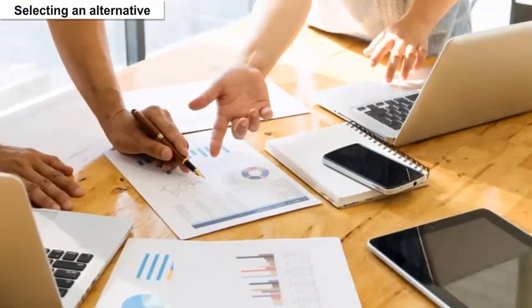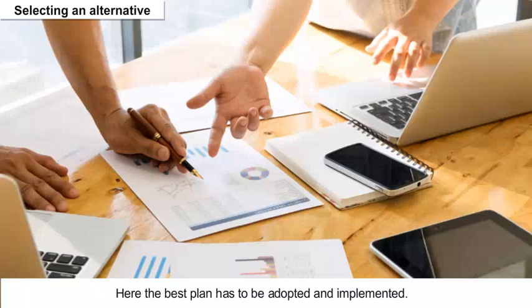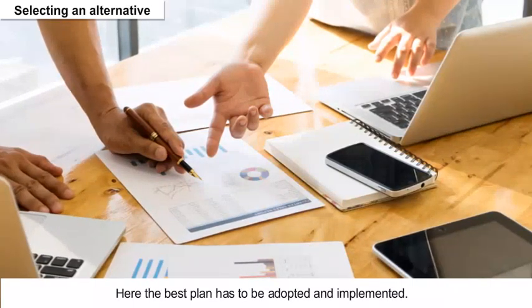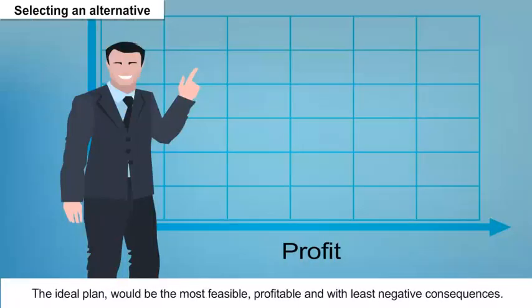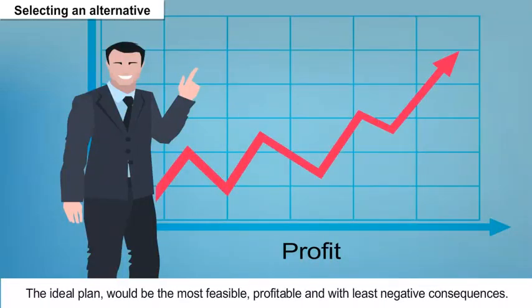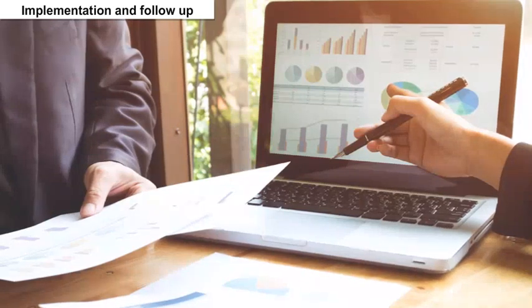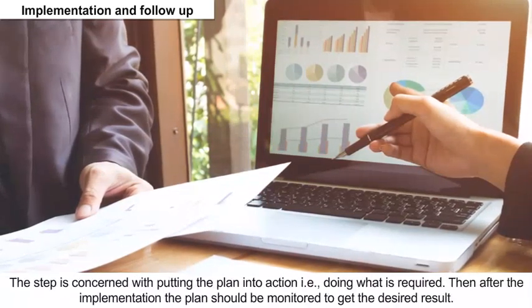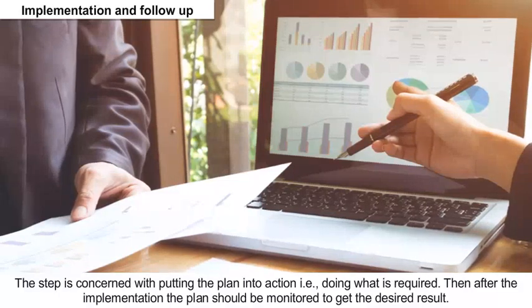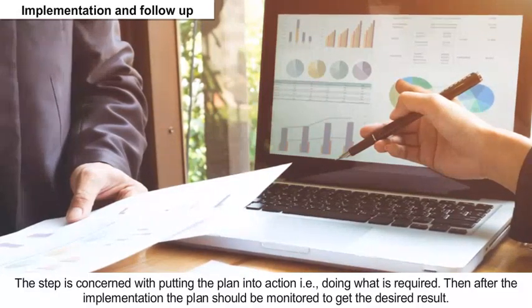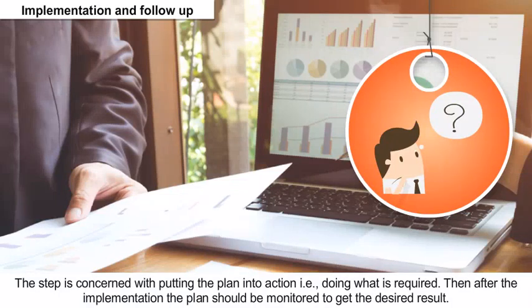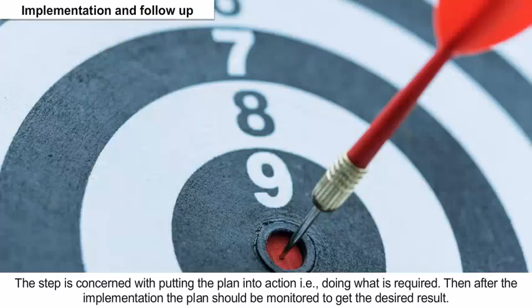Selecting an alternative. Here the best plan has to be adopted and implemented. The ideal plan would be the most feasible, profitable, and with least negative consequences. Implementation and follow-up. The step is concerned with putting the plan into action, that is, doing what is required. Then, after the implementation, the plan should be monitored to get the desired result.